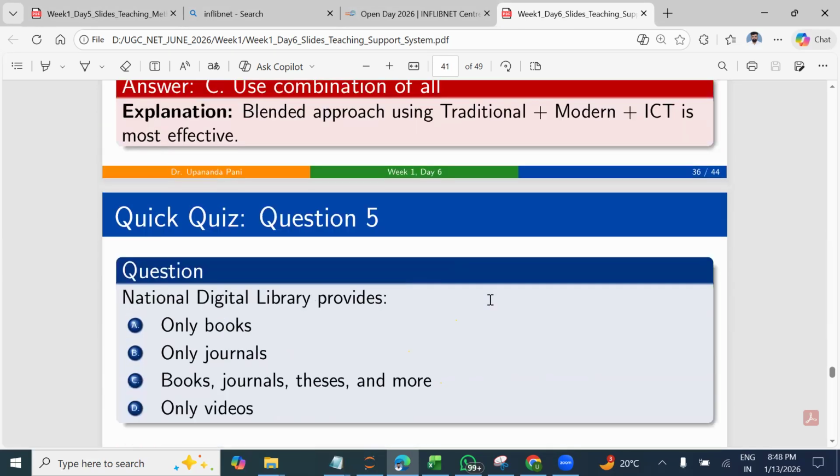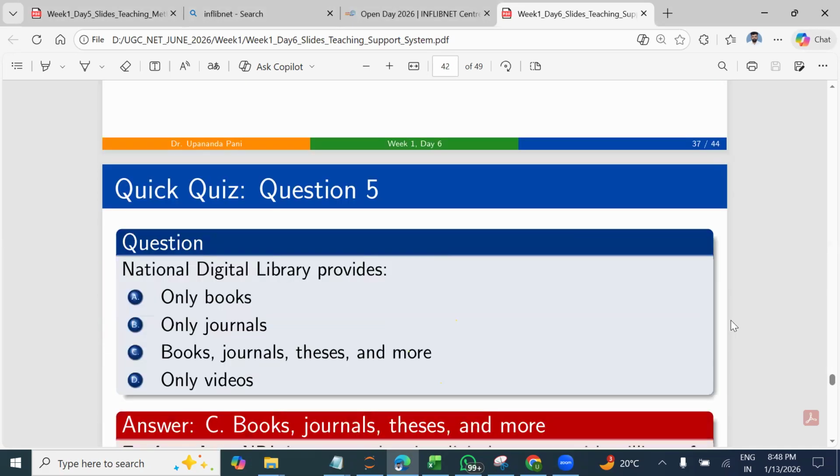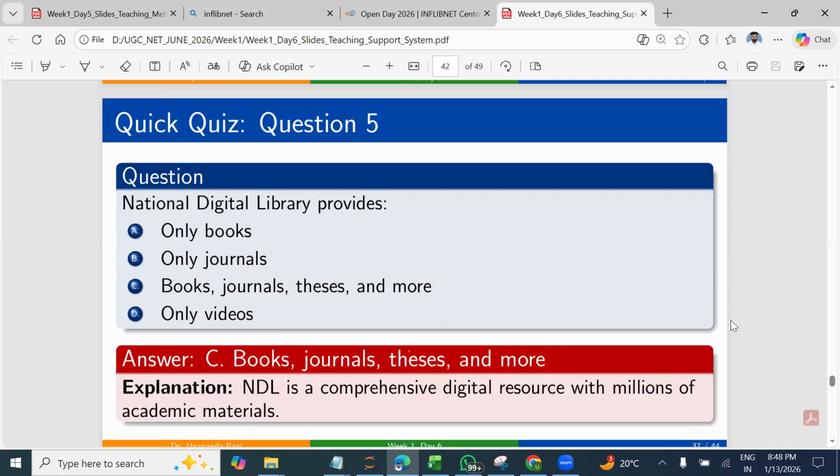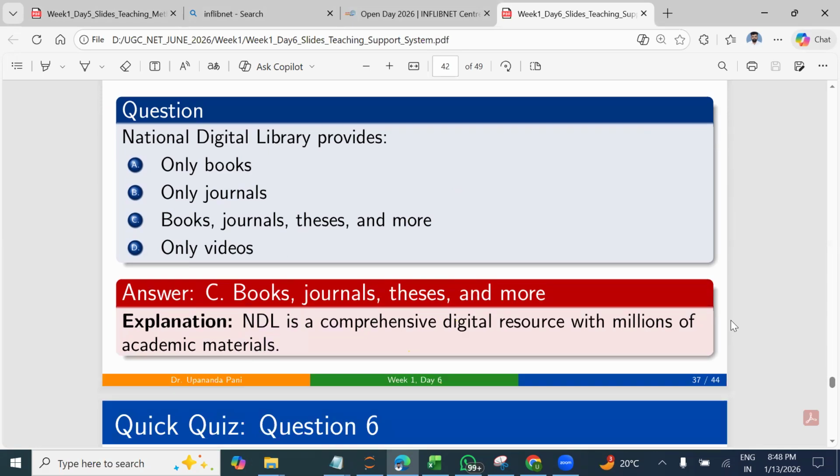Next question, question number 5, National Digital Library provides only books, only journals, books, journal, thesis and more, and only videos. C. Okay. Very good. Okay. I can see. So National Digital Library provides C, that is books, journals, thesis and more. Explanation is NDL is a comprehensive digital resource with millions of academic materials.